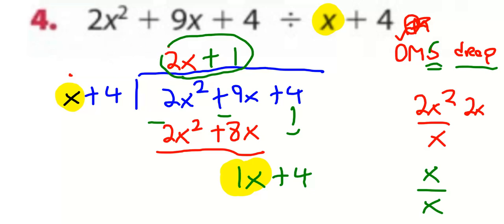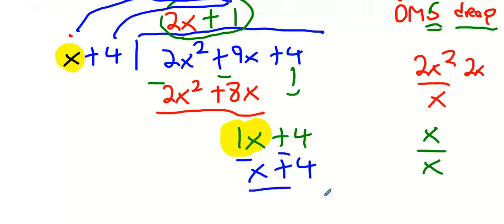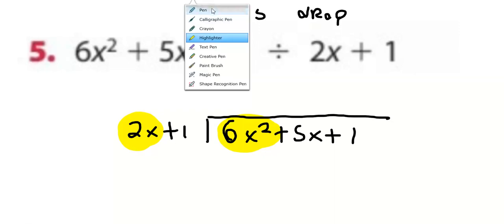So I grab the number 1 and I multiply it. What happens when I multiply 1 by x and 4? 4. And then what do I do with the s? Subtract. And what's left over when I subtract them? 0. Okay.